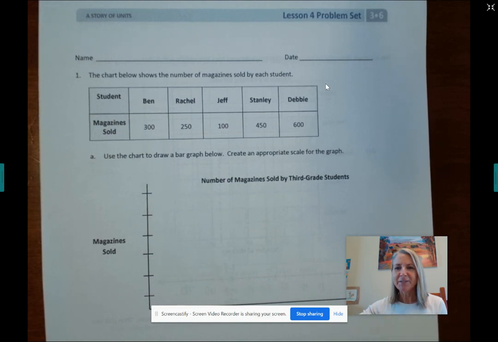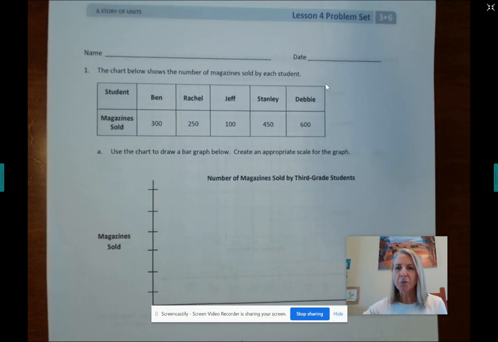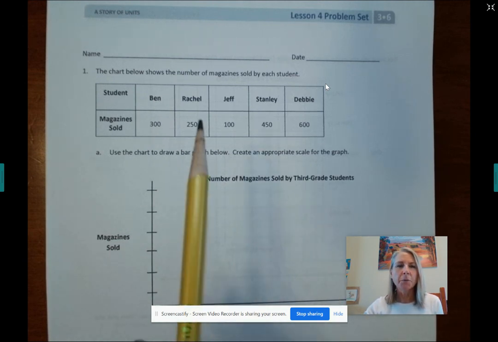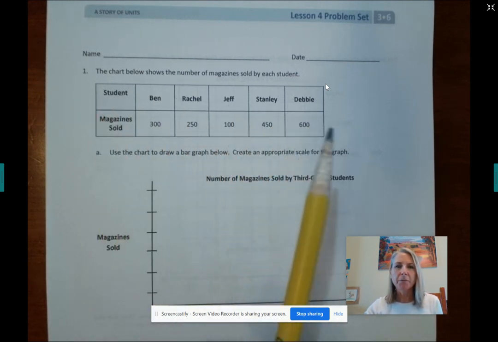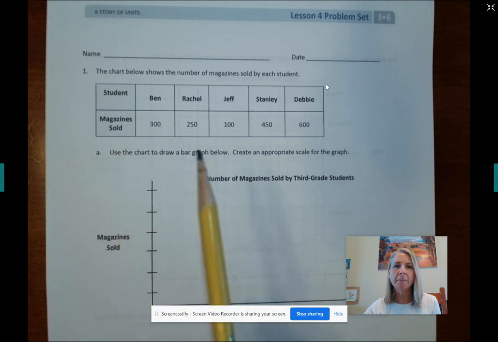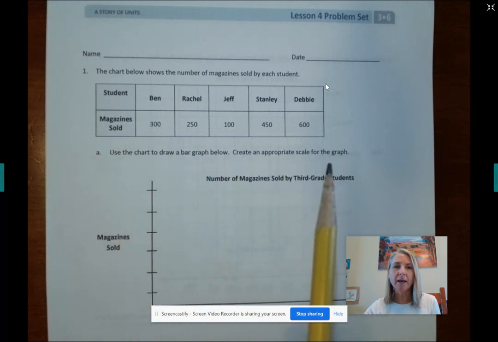Hello. All right, we are doing Module 6, Lesson 4 problem set today. And you guys are going to be constructing your own bar graphs to start off with. So it says on number 1, the chart below shows the number of magazines sold by each student. So we have Ben, Rachel, Jeff, Stanley, Debbie, and we have the number of magazines they have sold.